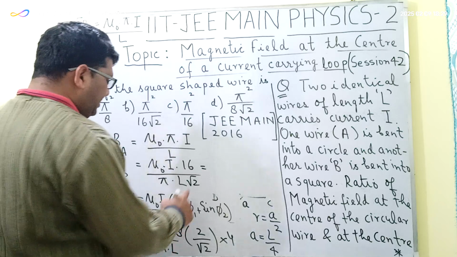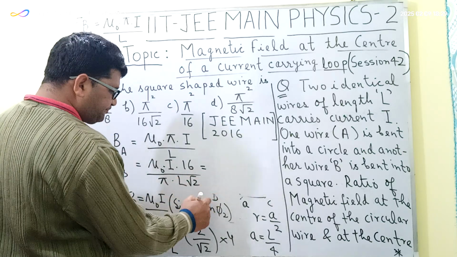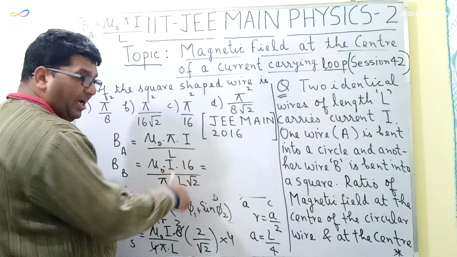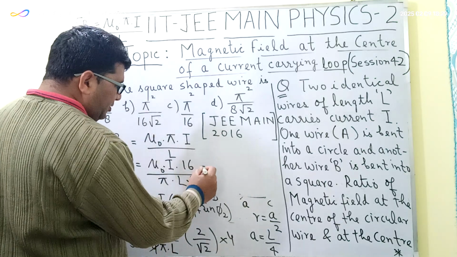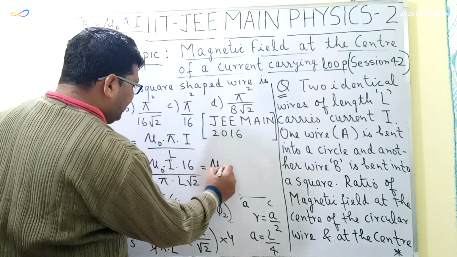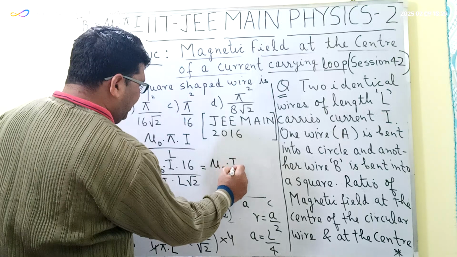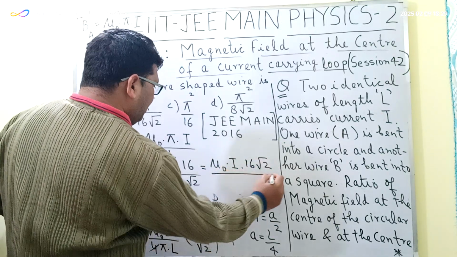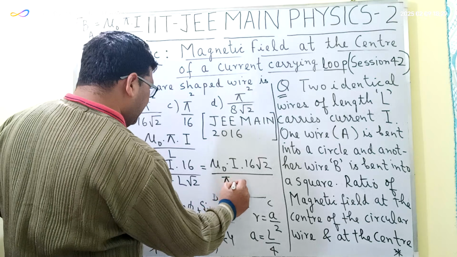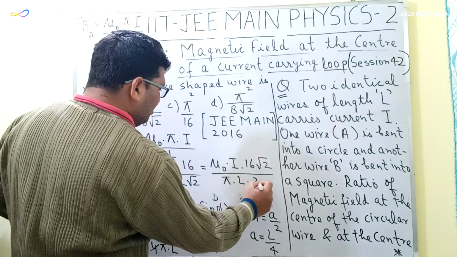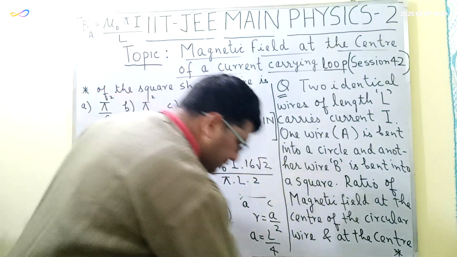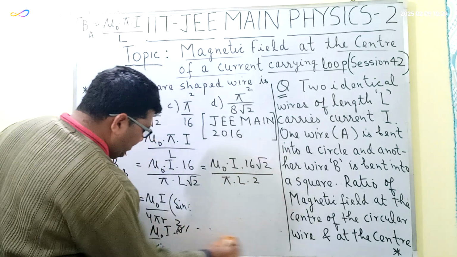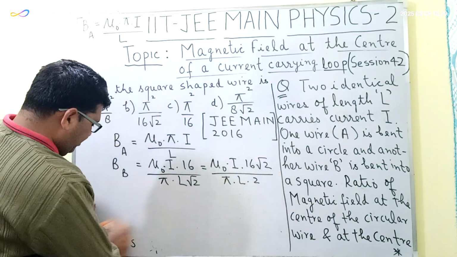So this can be written as, I will multiply this value by root 2 in the numerator and the denominator. So I will be getting it as mu naught into I into 16 root 2 divided by pi into L, and this will become equal to 2. Okay. So this is the value of the magnetic field at the center of the square.